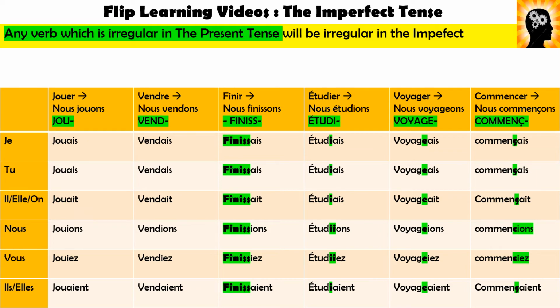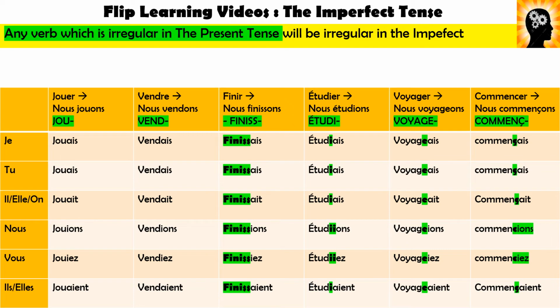A verb like étudier, it changes to nous étudions with the I. So when it comes to the imperfect, if you look at the nous form, it's got that crazy double I. Nous étudiions. It's got 2 I's together. You need to know that for both of these phrases.